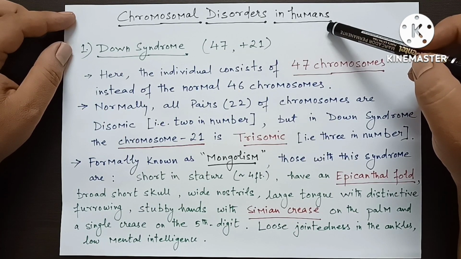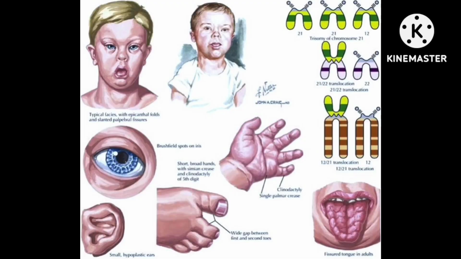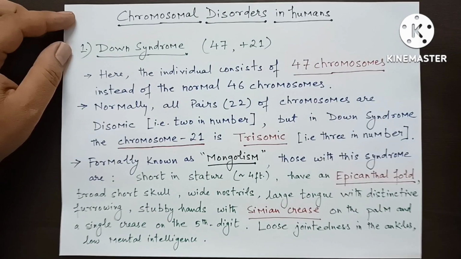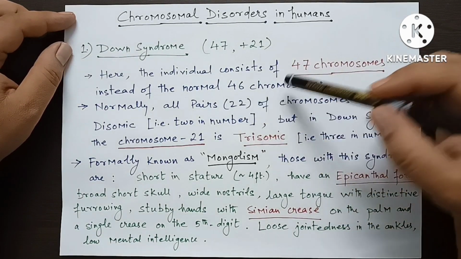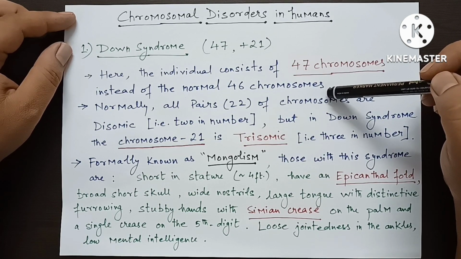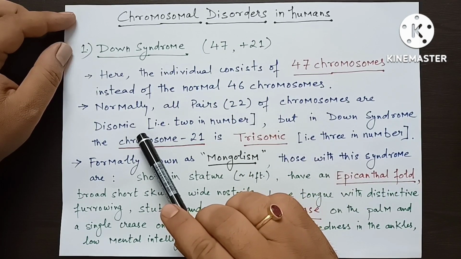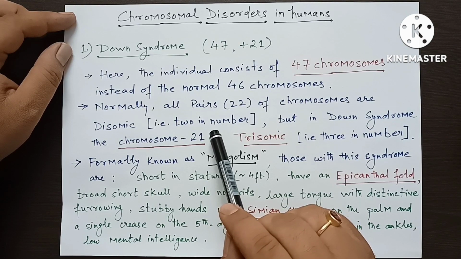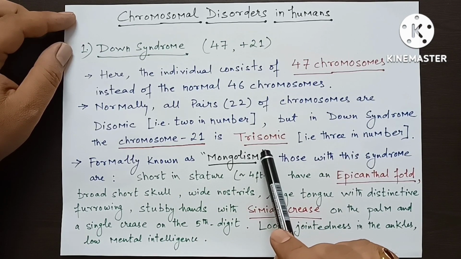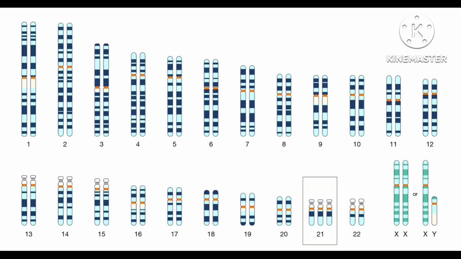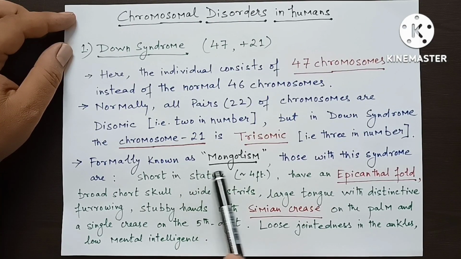Chromosomal disorders in human. The first disorder that we'll discuss is the Down syndrome. Here, the individual consists of 47 chromosomes instead of the normal 46 chromosomes. Normally, all the 22 pairs of chromosomes are disomic, that is two in number. But in Down syndrome, the chromosome number 21 is trisomic, that is three in number. Down syndrome was formerly known as mongolism.